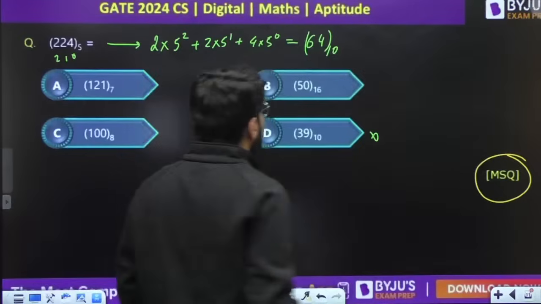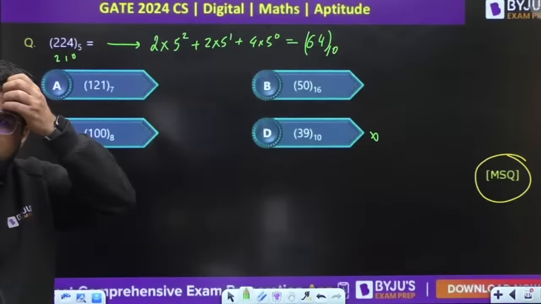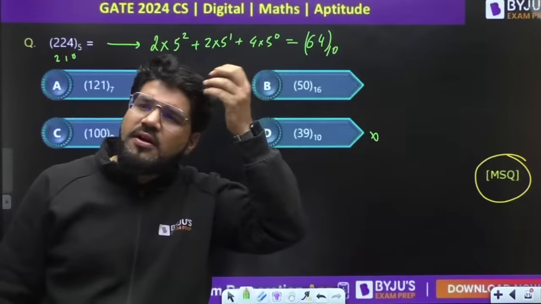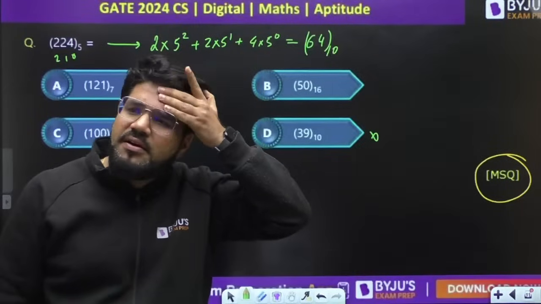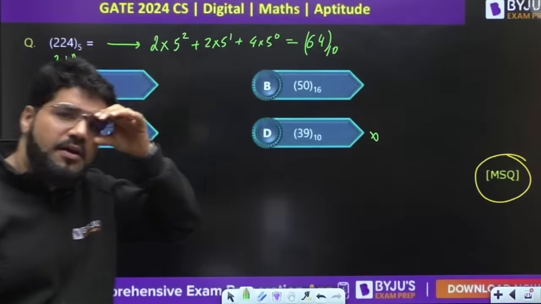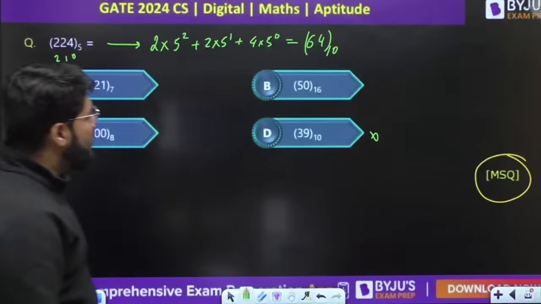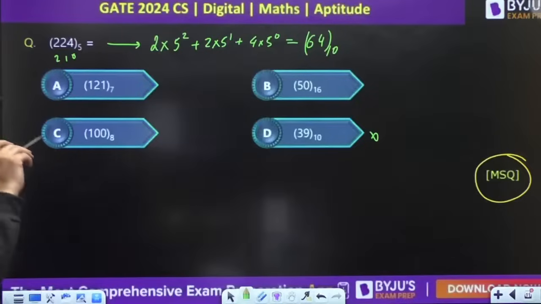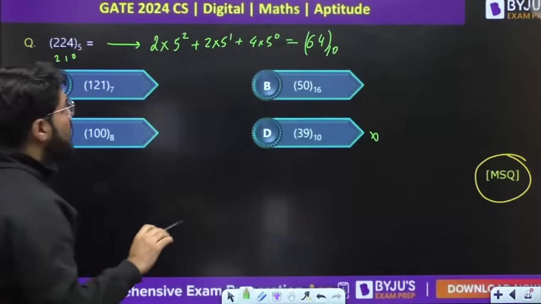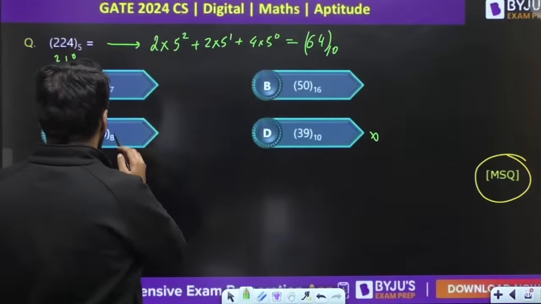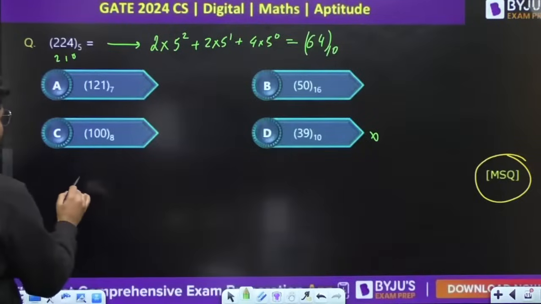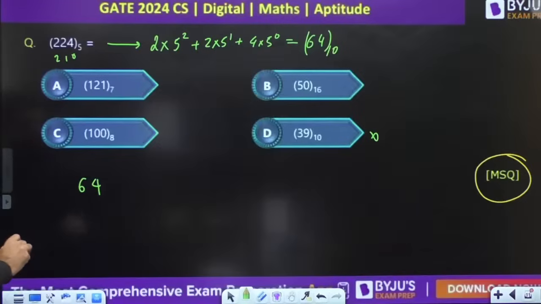So D is wrong. D is definitely wrong. Now octal and hexa, or base 7, let us check the conversion of all of them. So we have the actual number in decimal as 64.